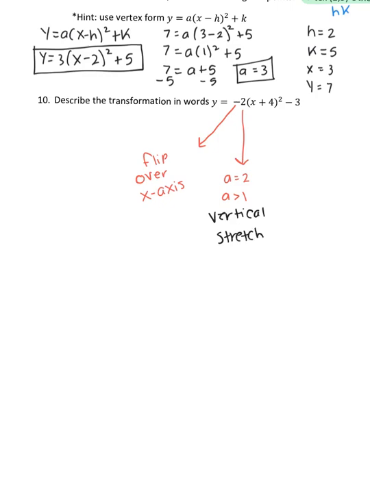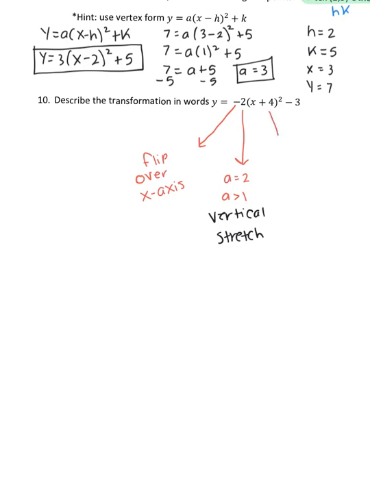If the number in front was like a 1/2, for example, then that would be a vertical compression or a vertical shrink. The negative sign that's in the front has nothing to do with vertical stretching or vertical shrinking. If you see a negative number in the front, don't think, oh, that's smaller than 1, so that's a vertical compression. The negative sign has nothing to do with the vertical stretching or shrinking. You're just looking at the number in front of parentheses, okay?